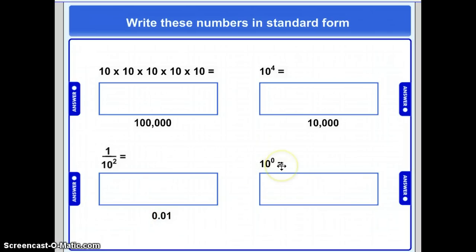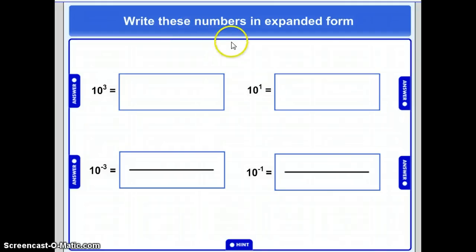Here, 10 to the 0 power, we know as we followed the pattern that we did on the table before, if we're dividing 10 by 10, we end up with 1. So our answer here, 10 to the 0 power, or any number to the 0 power, is 1. Alright, moving on, we're going to write these numbers in expanded form. So 10 to the third power, we're just going to multiply 10 times 10 times 10. 10 to the first power, easy enough, 10.